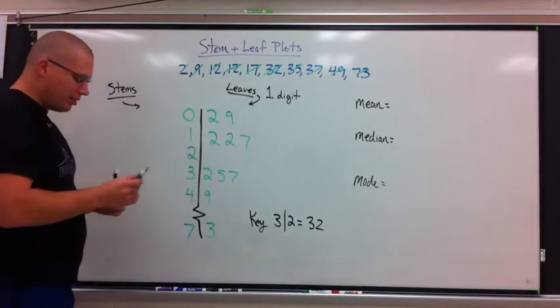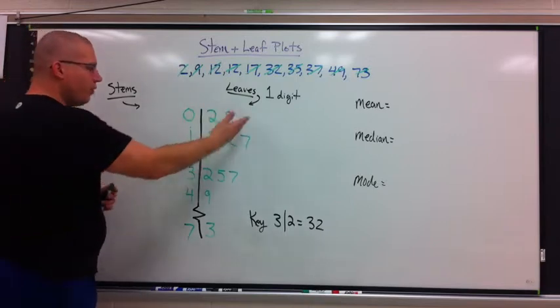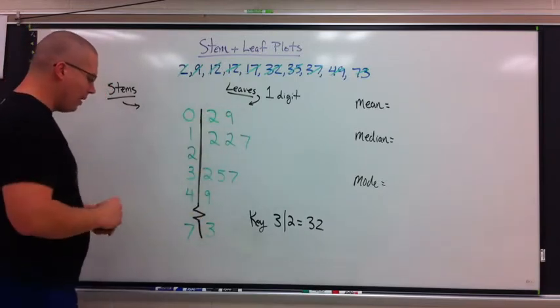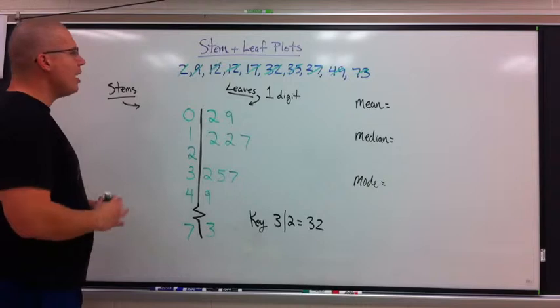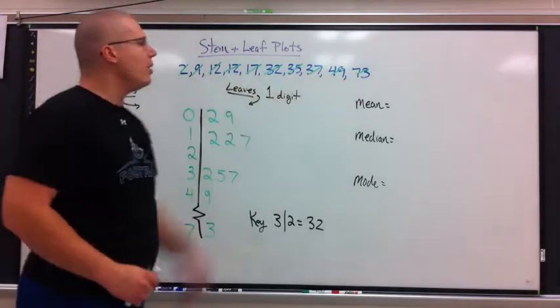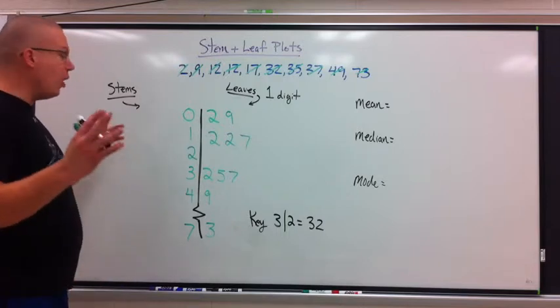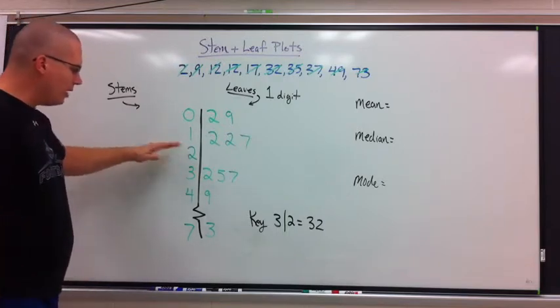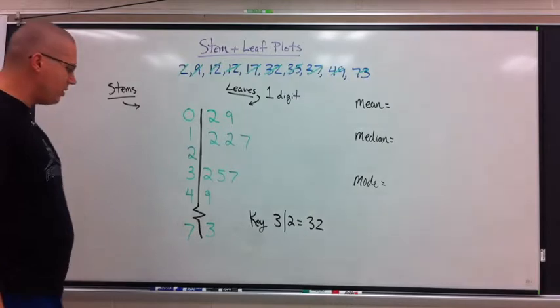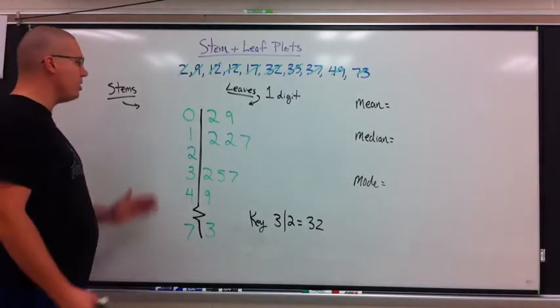So what makes this nice? Well, with a stem and leaf plot, first of all, they're in order from low to high. Second of all, you can easily see, if this was the ages of a group, where are most of the ages? Oh, they're in the teens. What don't we have any age of? Oh, we don't have anyone in the 20s. We don't have anyone in the 50s or 60s. Who's the oldest? 73. Who's the youngest? 2.